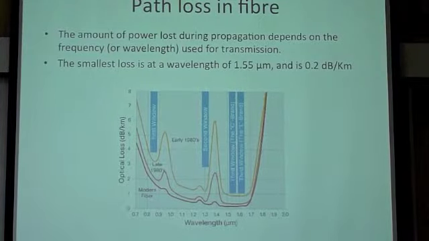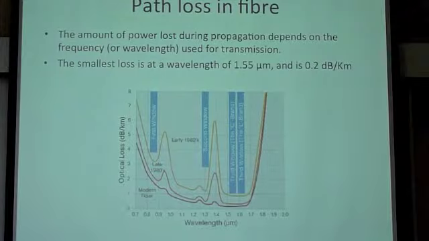Then there is the second window here, and this has a bit higher loss, but it has a good thing: very little dispersion, and I showed you the curve of dispersion. Then there is the third window, and that's where most optical transmission occurs at the moment. The third window has the lowest loss, 0.2 dB per kilometer at the moment, and has some dispersion, but you will see later that there will be advantages and disadvantages to that.